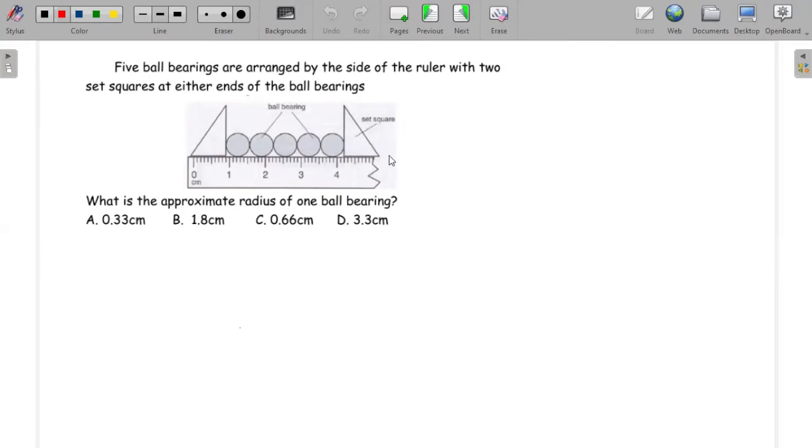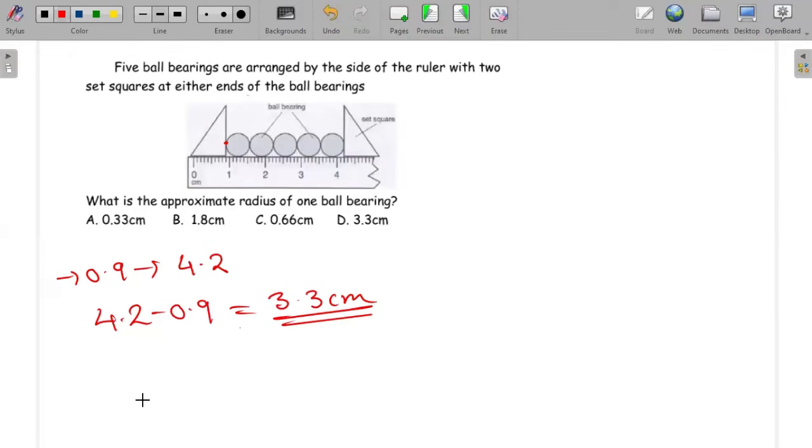Okay, so as our friend was saying, the first thing we're going to do is find the total length of the 5 balls that are here. And we're going to check our ruler. This ruler is up to scale. You can see the length is starting from this point. And what is this point? It is 0.9. So we're moving from 0.9 all the way up to 4.2. So the total length of the 5 bearings is equal to 4.2 minus 0.9. And this is going to give us 3.3 centimeters. 3.3 centimeters is the total length that all the 5 balls are covering.